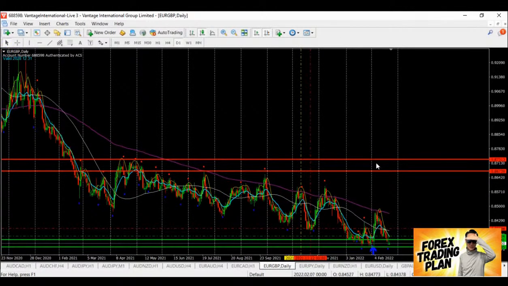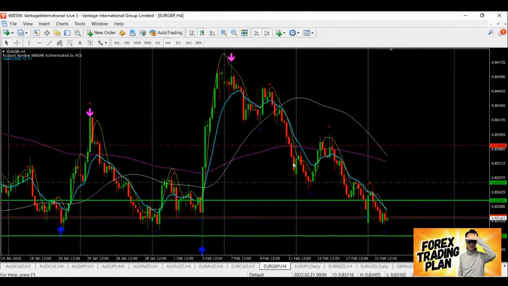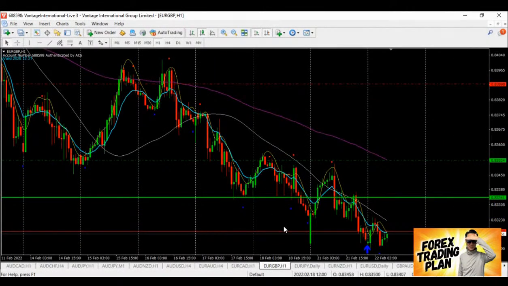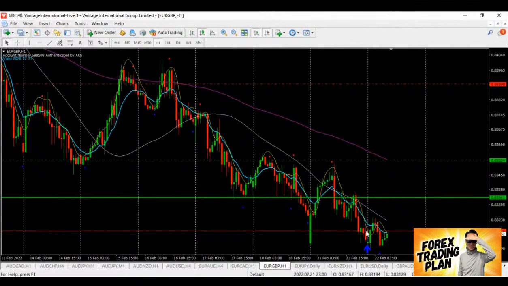Euro pound today is actually going back into my bull zone, am I right? Yesterday it was in my bull zone. It traveled upwards yesterday, and now it's coming back again. So it went up and came back into my bull zone here, and it seems like it's creating a lower high. So no matter what, it is still in my bull zone.